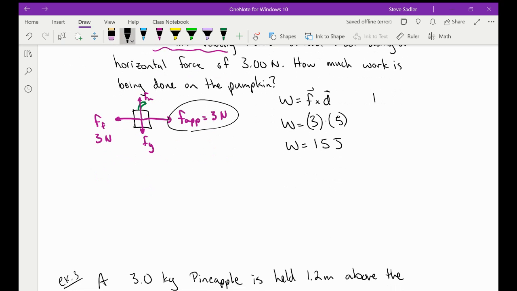So in this case, we are using applied force, not net force, because we're looking at the work that we're doing on the pumpkin. So the work is the force we're applying. Does that make sense?